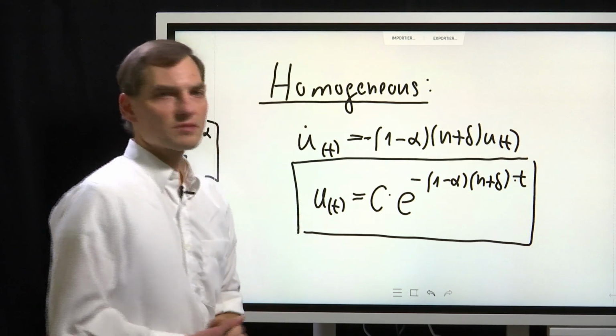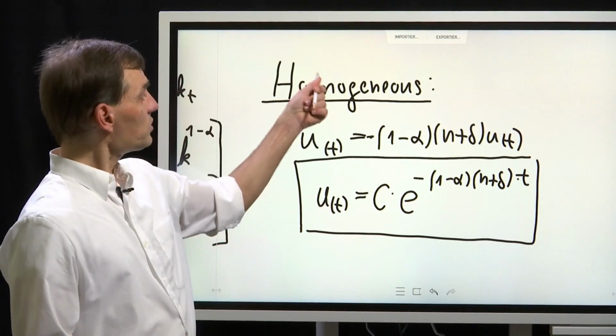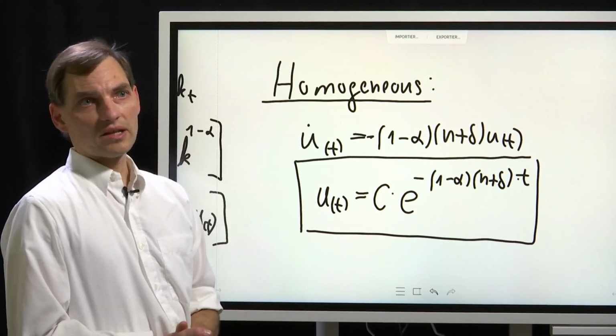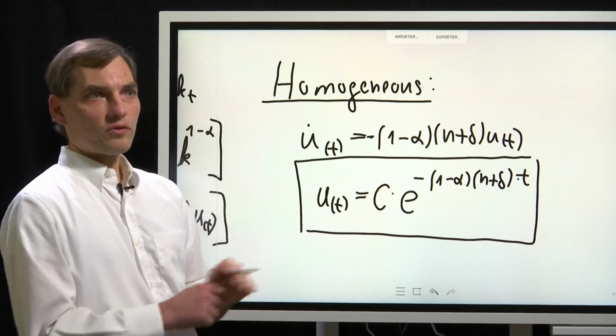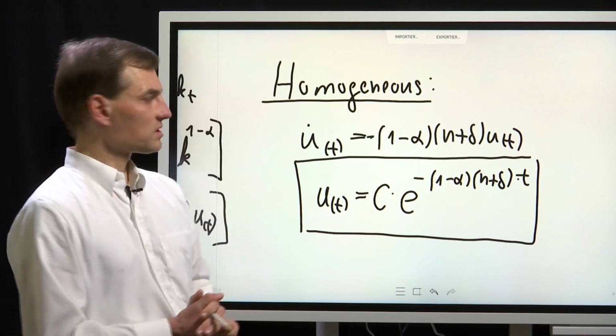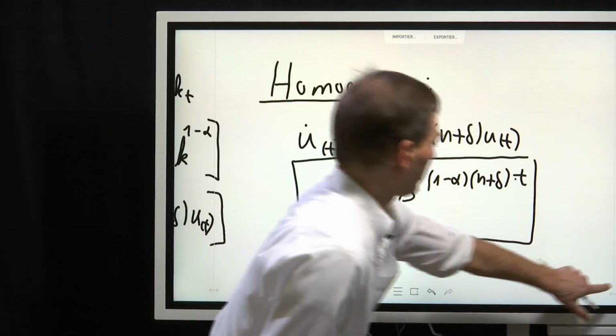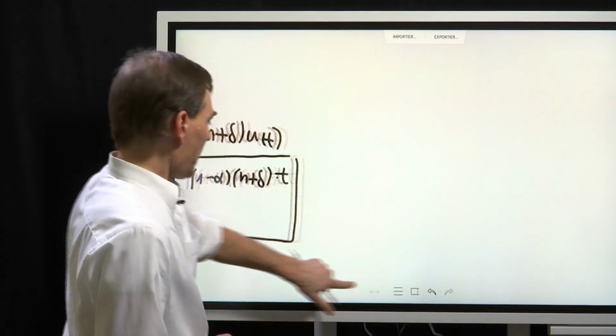This is the first part of the solution. It's the solution of the homogeneous differential equation. And to have the general solution, now I have to find also the inhomogeneous solution. And that is what we'll do next.